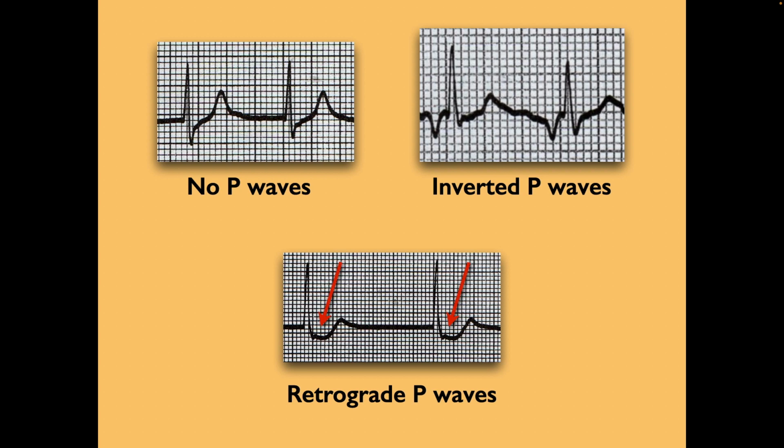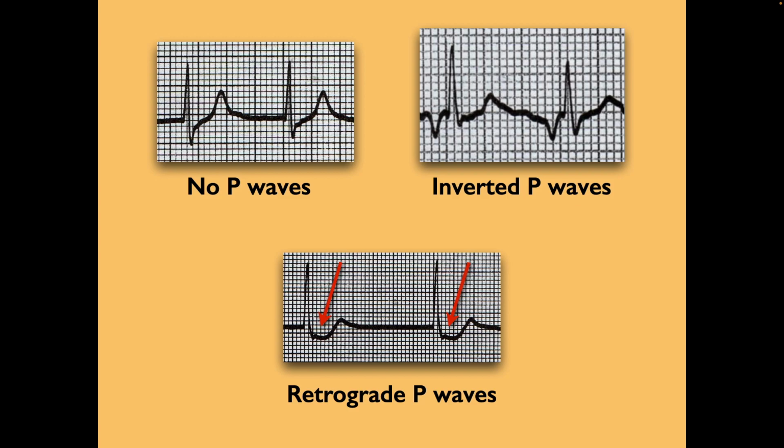And first of all, there's no clinical significance of which one it is. None of these have atrial contraction and atrial kick. So it doesn't matter, it's just ECG talk. No P wave, inverted P wave. Retrograde P waves are these little blippy things behind the QRS.